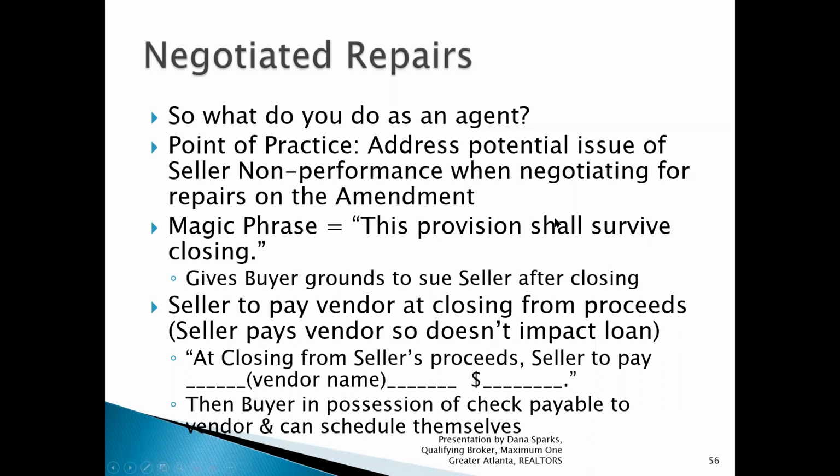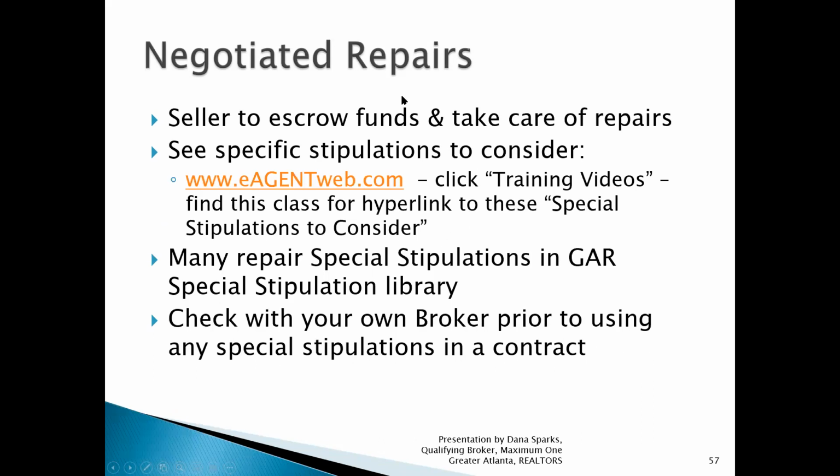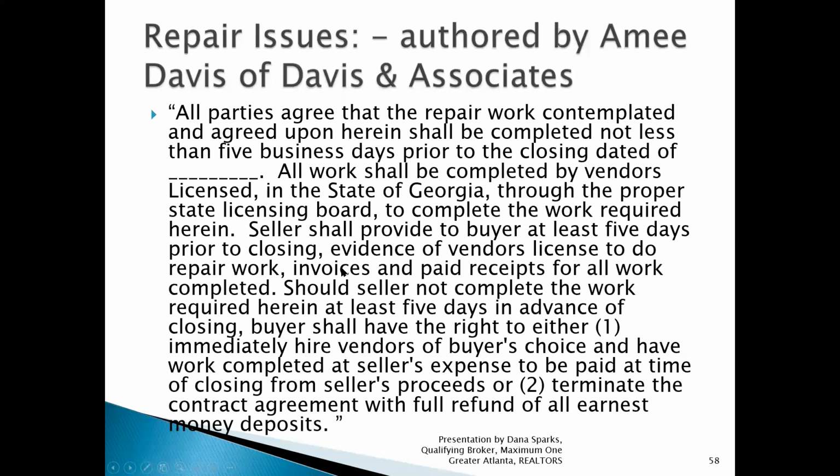So what do you do? Again, this is information as a point of practice. I highly encourage you guys, if there are repair issues, this last special stip: at closing from seller's proceeds, seller to pay ABC vendor X amount of dollars. All right. Again, this is more information about other ways to take care of potential repair issues in a contract. As always, with any special stipulation you learn in any of my classes or any class, you definitely want to check those out with your own broker before using in a contract. But here are some special stipulations to address repair issues.